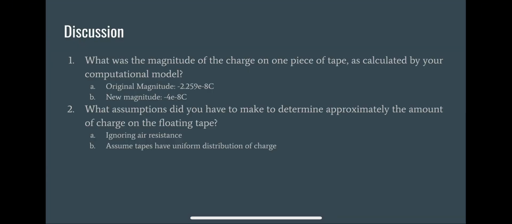To go over this one more time, the original magnitude we calculated using our point charge assumption in the first lab was -2.259e-8 coulombs. But now, using our new line charge model, we found that -4e-8 coulombs gives us a roughly equal electric force to gravitational force. Now, these are under the assumptions that there's no air resistance and that the tapes have uniform distribution of charge.